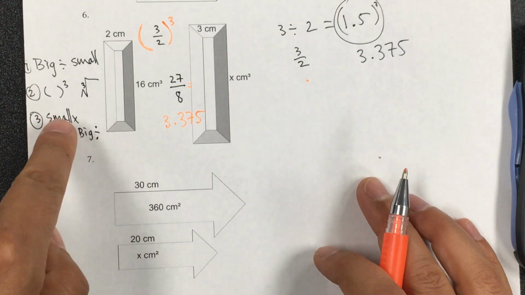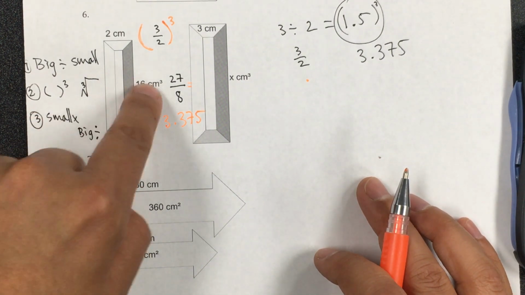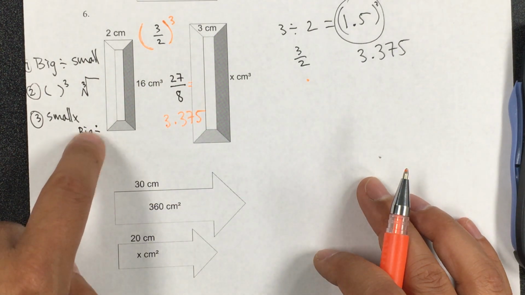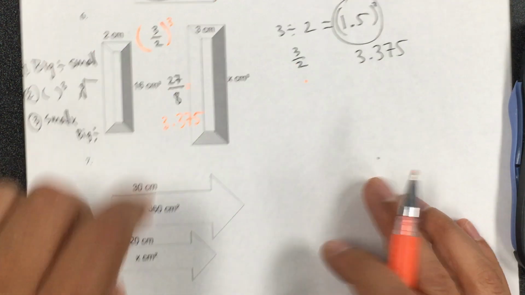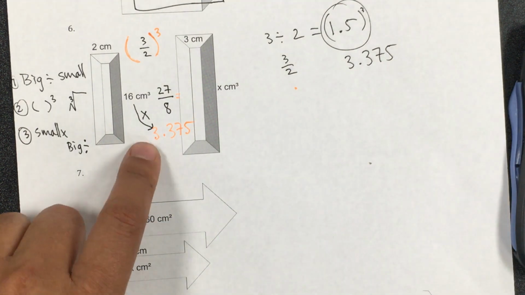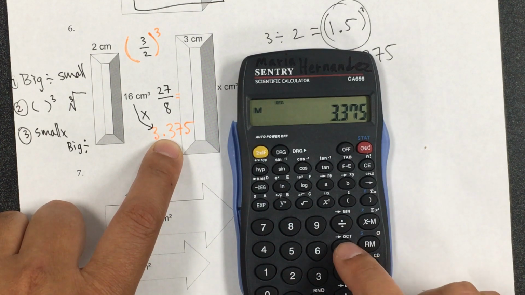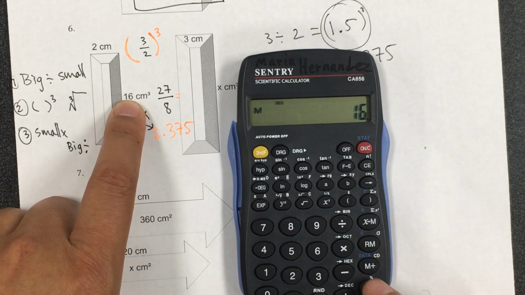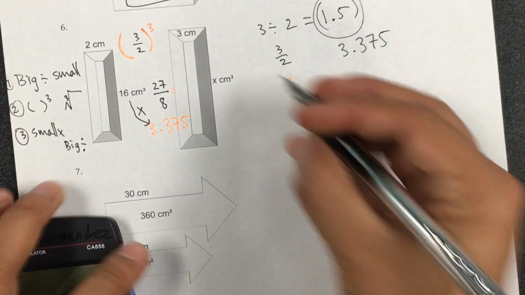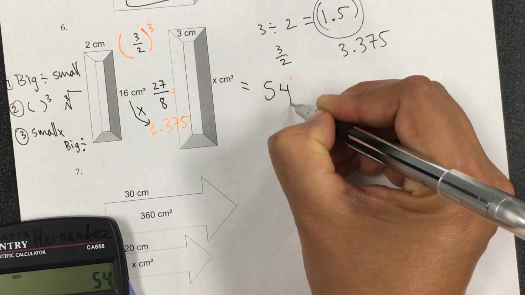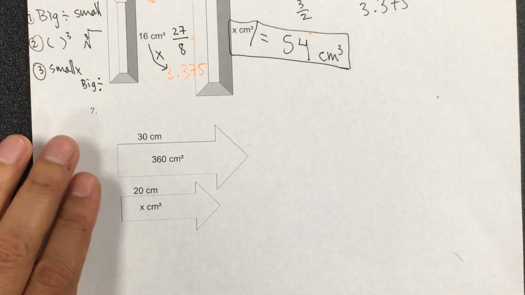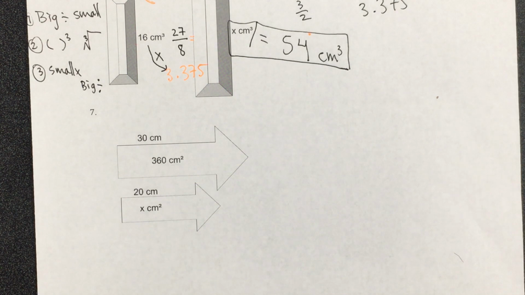Now the third step says, if you have the small one, you're going to multiply the measurement that you have times that number. But if you were given the big one, then you're going to divide. Okay, in this case, we have the small measurement, so we're going to multiply. And so we have that answer already. We just multiply it by 16, which gives us the answer of 54. So x is equal to 54 cubic centimeters.